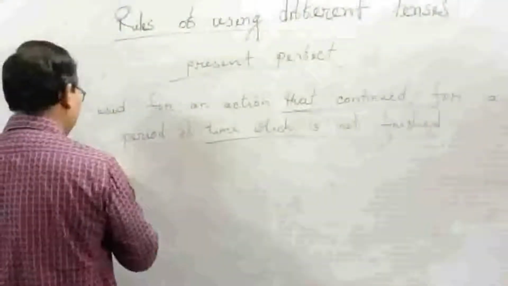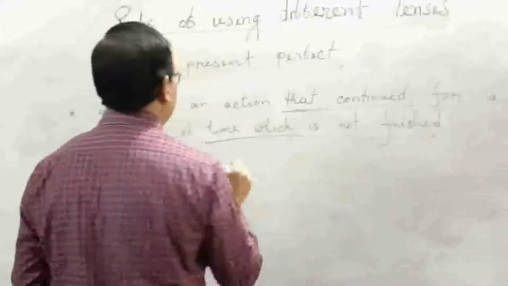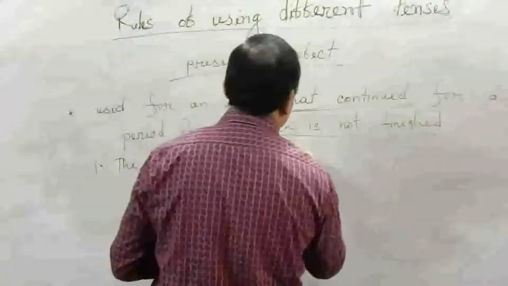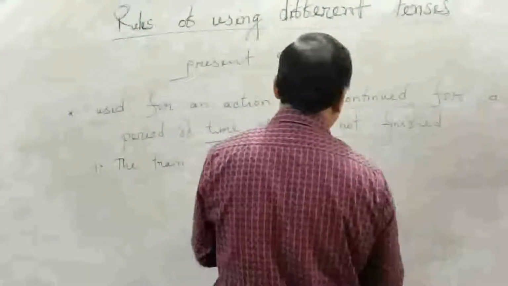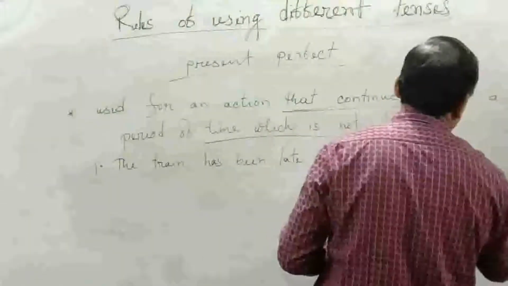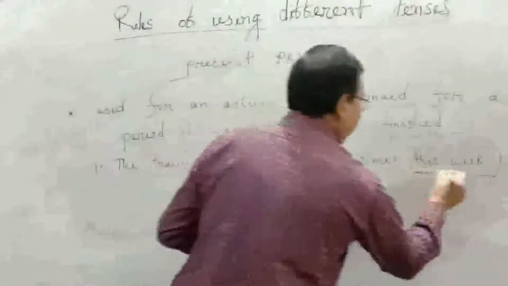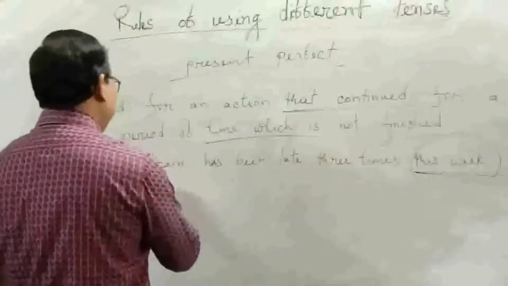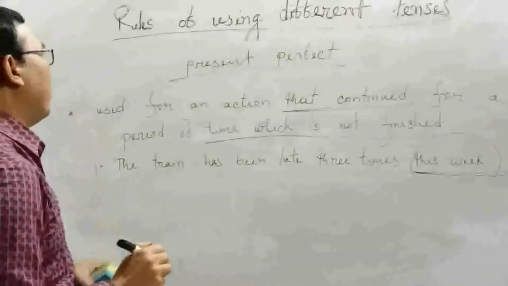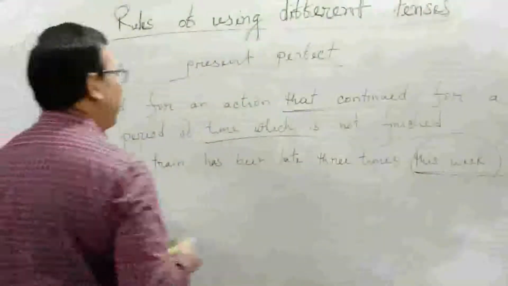I am giving an example. The train has been late 3 times this week. So this week, the week is not finished, and within this time the train has been late 3 times. So this is one rule of using present perfect tense for an action that continued for a period of time which is not finished.